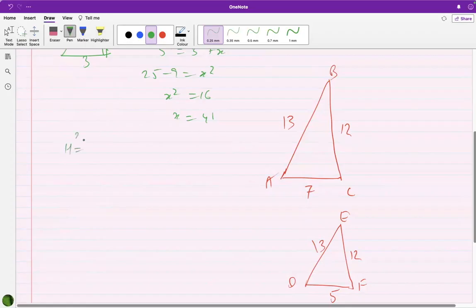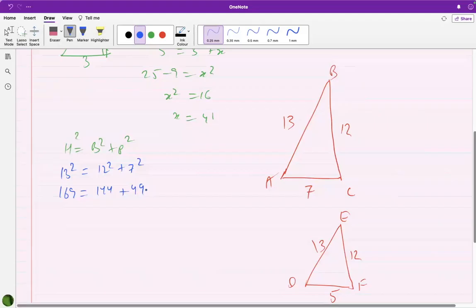So hypotenuse squared is equal to base square plus perpendicular square. If they are right angled, the left hand side should be equal to the right hand side. So that's 13 square is equal to 12 square plus 7 square. 169, 144, and 49. 144 plus 49 is 193. So 169 and 193, so not a right angle triangle. Pythagoras, I think that's how you say the name, only works on right angle triangles.